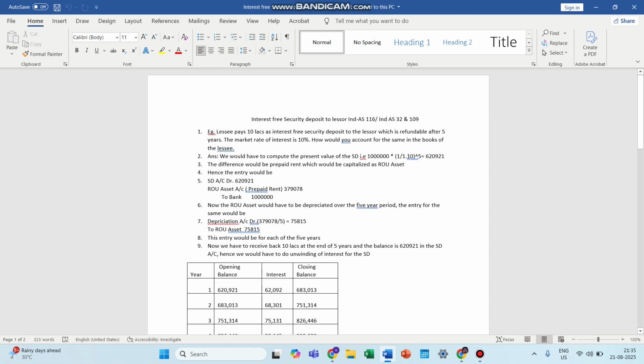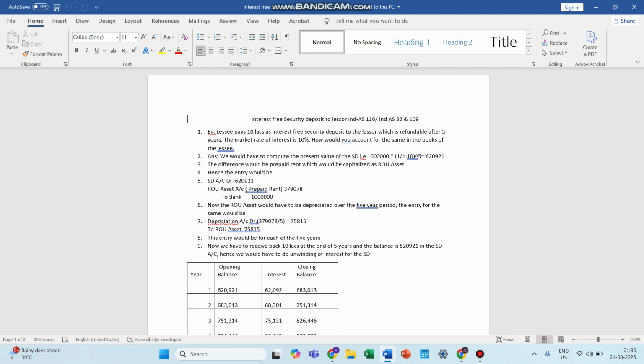Today we'll discuss interest-free deposit by lessee to the lessor, Ind AS 116, interplay between Ind AS 32 and 109. We'll start this discussion with an example. Lessee pays 10 lakh rupees as interest-free deposit to the lessor, which is refundable after 5 years. The market rate of interest is 10%. How would you account for the same in the books of the lessee?